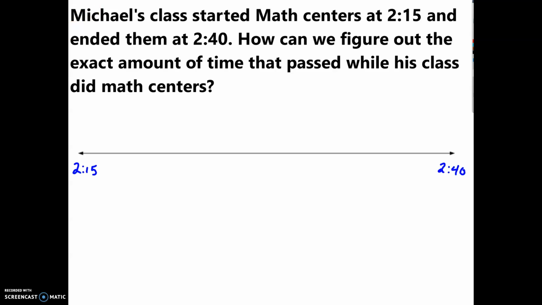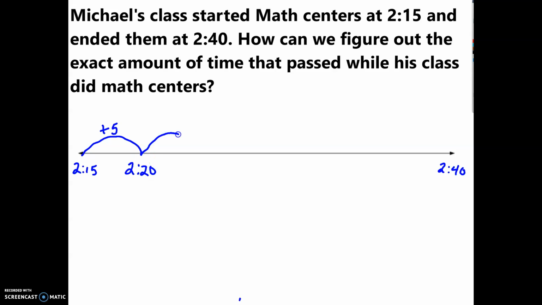And go ahead and show 2:15 on your clock. And I'm going to show you how we can use this timeline to help us figure out how much time it took for them to do their centers. So I'm starting at 2:15 and I want to end at 2:40. So what I'm going to do is I can just go by 5 minutes. I'm just going to make a jump, make a little hump here. And if I add 5 minutes to that time, that's going to be 2:20.